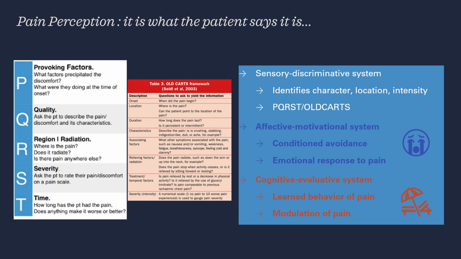Lastly, we have our cognitive evaluative system. This is very similar to the affective motivational system, but it has a few key differences. In the cognitive evaluative system, there is more of a learned response to pain, rather than an emotional response. The patient expects a certain pattern of stimuli from their pain. For example, if a person has had an IV in the past, they expect the pinch and burn sensation, or maybe they expect a horrible amount of pain, depending on their perceptions.